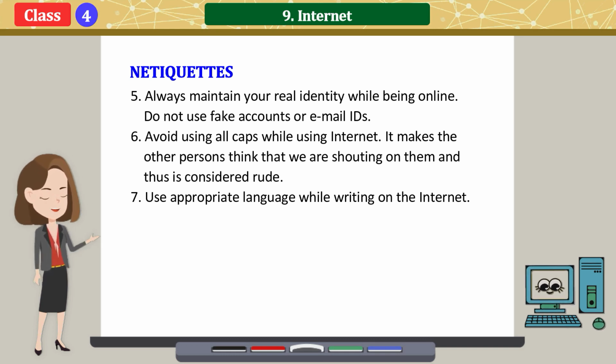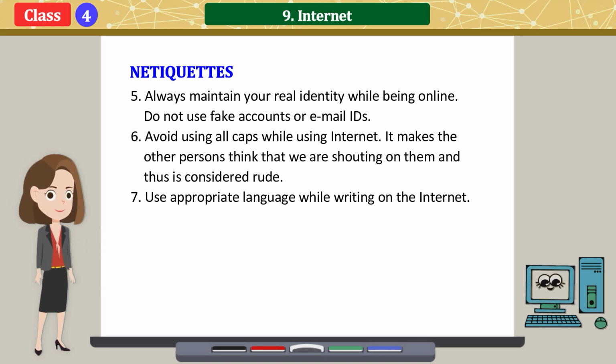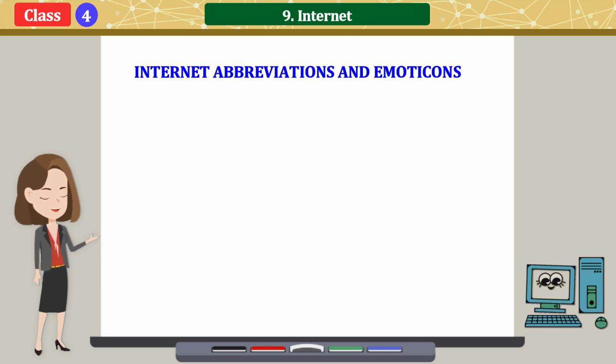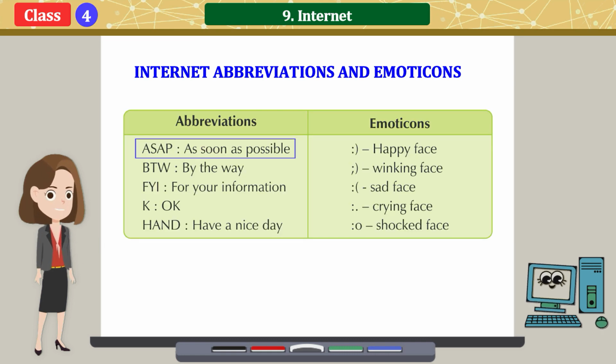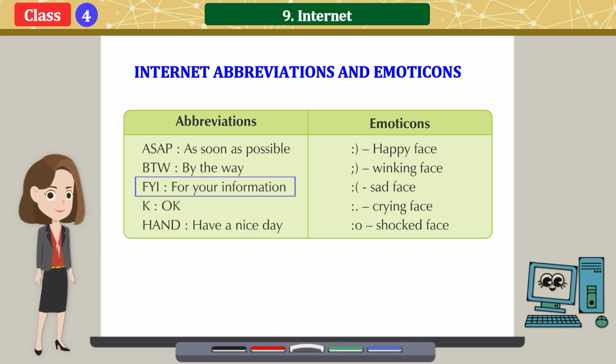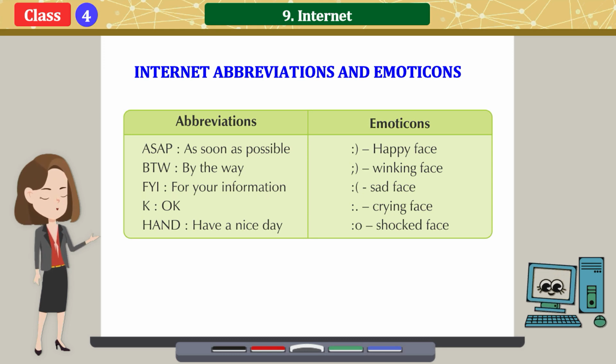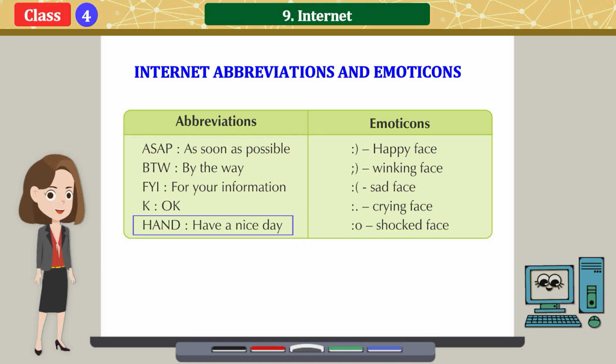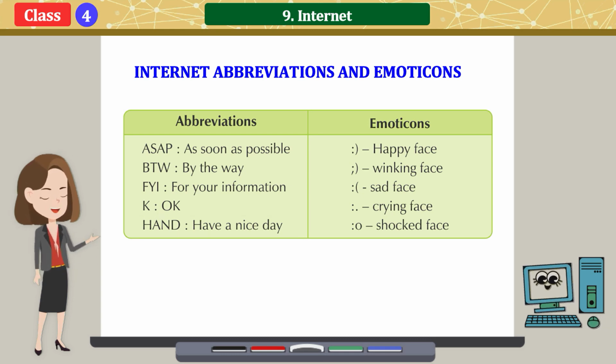7. Use appropriate language while writing on the internet. Internet abbreviations and emoticons: ASAP, as soon as possible. Happy smiley, happy face. BTW, by the way, winking face. FYI, for your information, sad face. K, okay, crying face. HAND, have a nice day. O, shocked face.